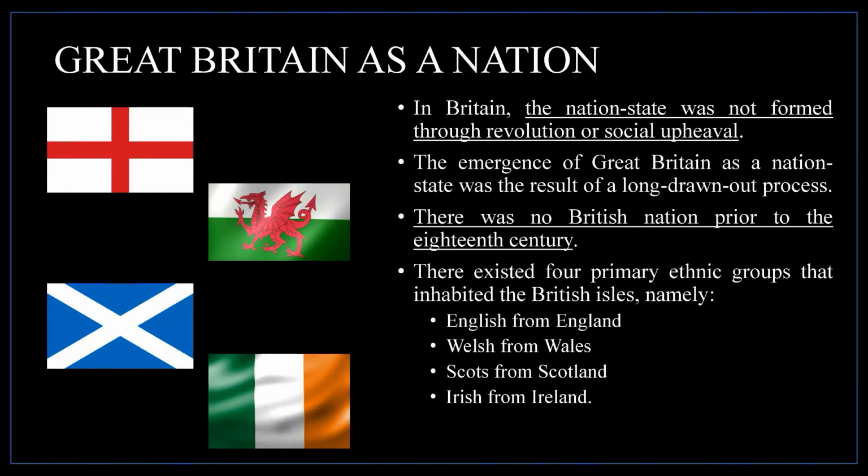We will now be learning about the situation in Great Britain and the unique way in which Great Britain came to be a nation state. In Britain, the nation state was not formed through revolution or social upheaval. The emergence of Great Britain as a nation state was the result of a long drawn-out process. There was no British nation prior to the 18th century.